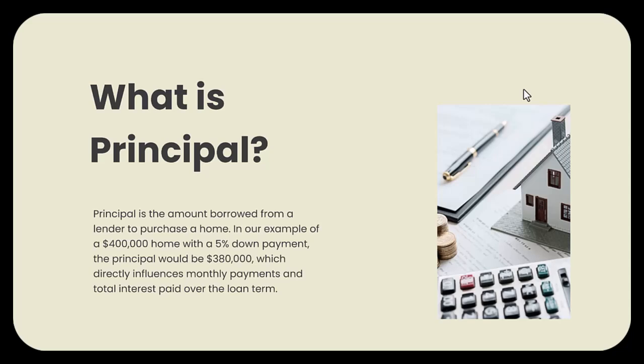So what is principal? Whenever I say the word principal or principal balance, what we're talking about is the balance of your loan. For example, if you bought a $400,000 home at a 5% down payment, the balance of the mortgage or the principal would be $380,000. Every month when you make a mortgage payment, you're paying down your principal balance. So what that means is that $380,000 loan amount is getting lower and lower and lower every single mortgage payment you make.